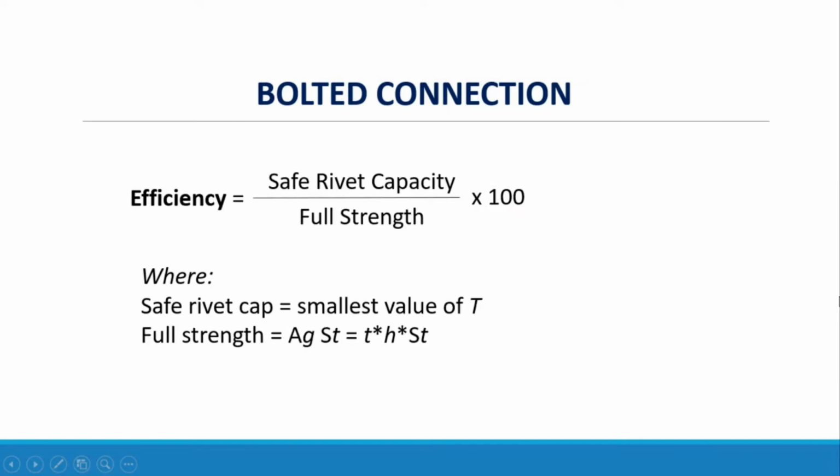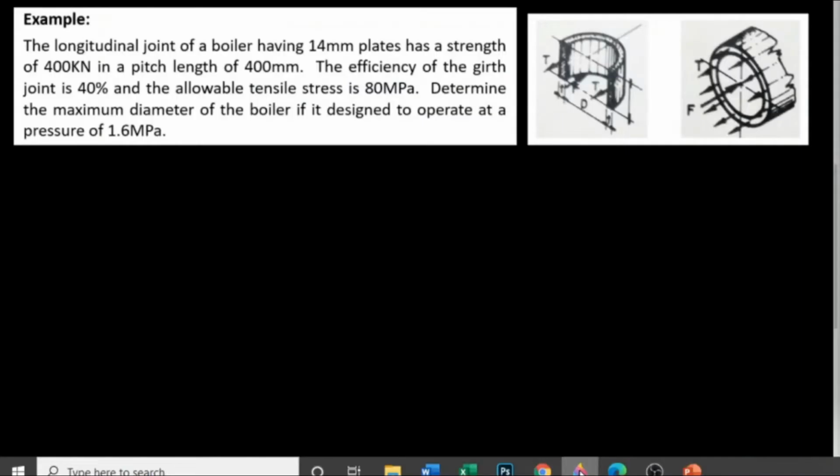And to find the efficiency, it is equal to the safe rivet capacity over full strength multiplied by 100, where safe rivet capacity is equal to the smallest value of T, or the tensile force, while full strength is equivalent to A sub G multiplied by S sub T, and the gross area is equal to t, the thickness, multiplied by h, the width of the plate, and multiplied by S sub T, or the tensile stress. So here's the example.